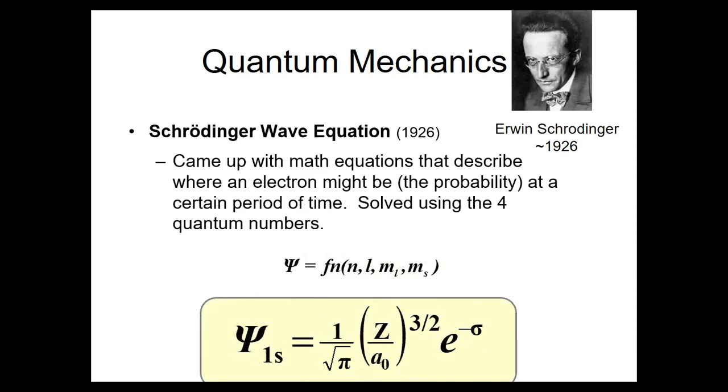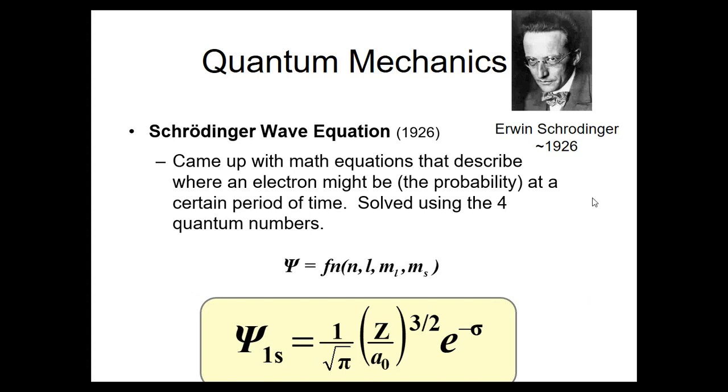So somebody named Schrodinger came up with a wave equation. What he did was he came up with math equations that describe the probability or the likelihood of where the electron might be at a certain period of time. There are many versions of the wave equation. So I do not expect you to know this wave equation. I'm just showing you what one looks like.